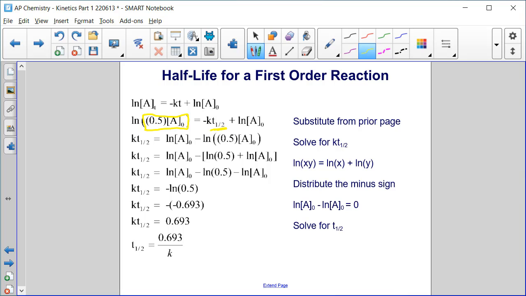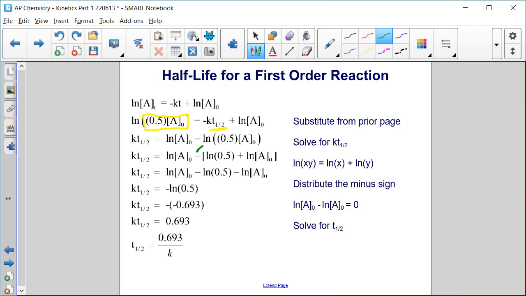Now, there is a log rule that says the natural log of x times y is the natural log of x plus the natural log of y. So I can rewrite the natural log of 0.5 times the initial concentration as the natural log of 0.5 plus the natural log of the initial concentration. So that's what I've done here.